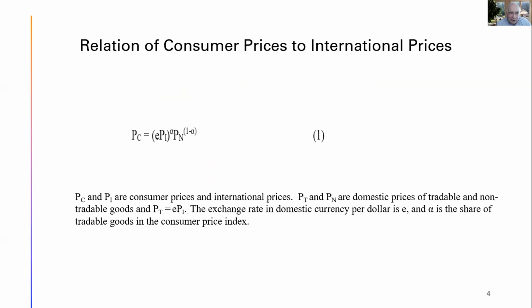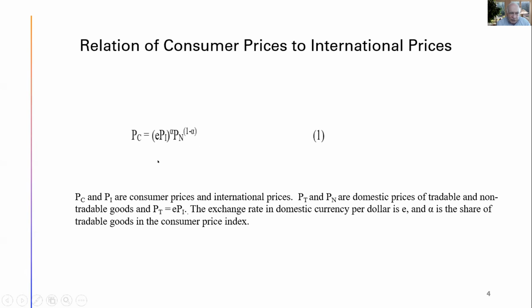Now, in order to look at the relation of consumer prices to international prices, I use essentially an accounting process whereby consumer prices are equal to exchange rate E times international prices at a weight of alpha, which is the share of tradables in the economy. And here we have non-tradable prices, PN. So that, as we know, PT equals E times PI. In other words, tradable prices, which are all items and services that are potentially traded internationally, are equal to the exchange rate E. In the case of Cuba, we will deal with this later.